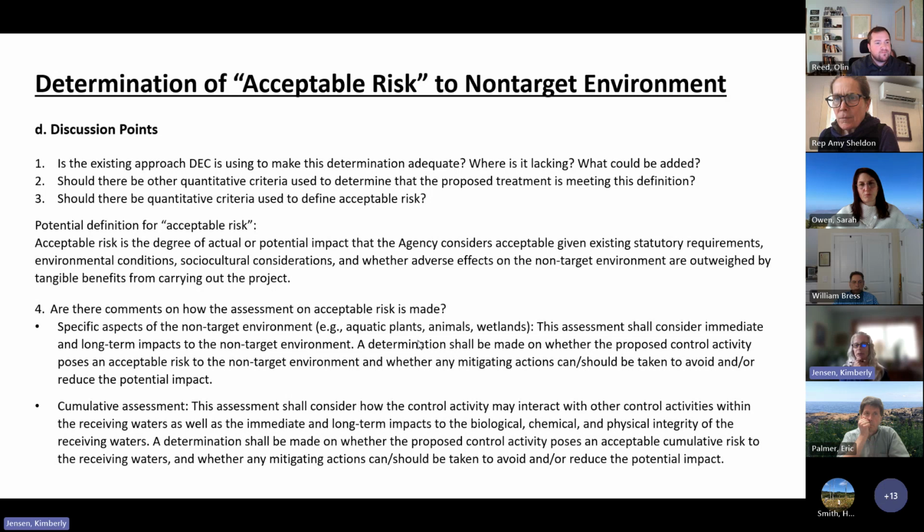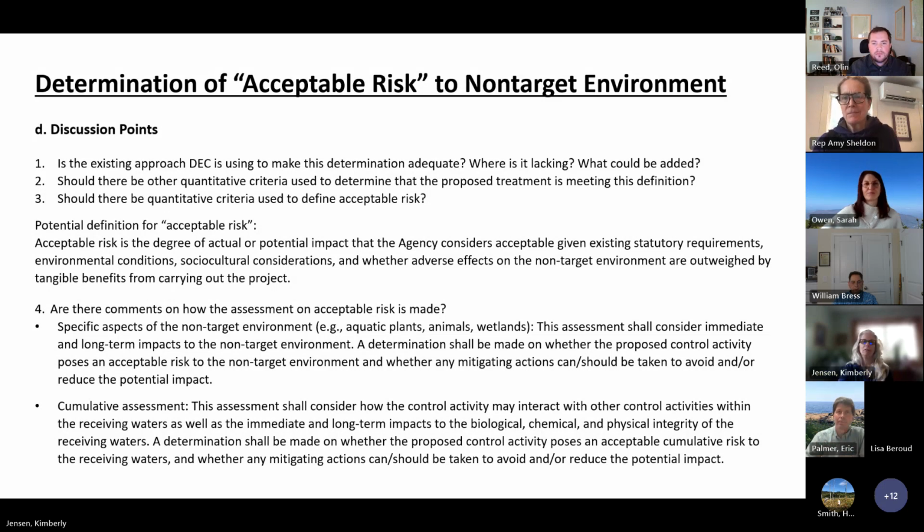Again, we can put this in the report, and then we can continue to massage these definitions if you feel that's appropriate. And I can't see anybody, so I'm not sure if anybody's shaking their head. Okay, so we will move forward.